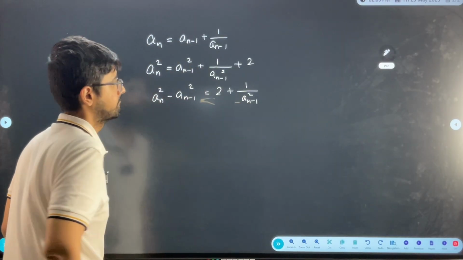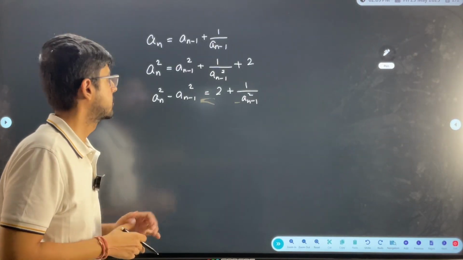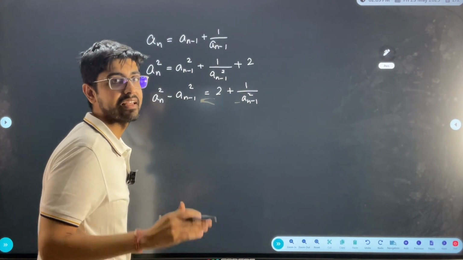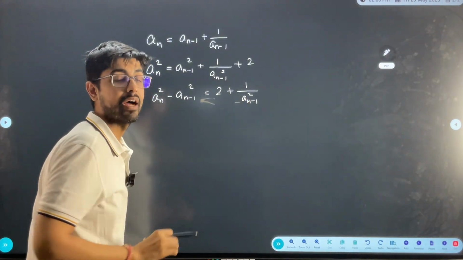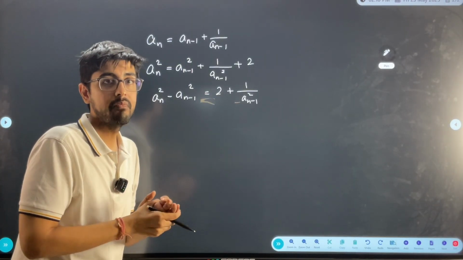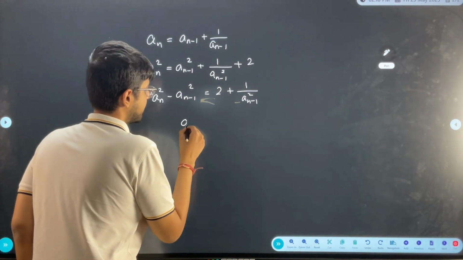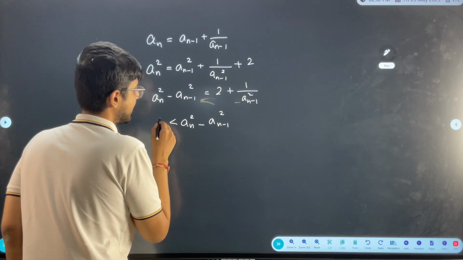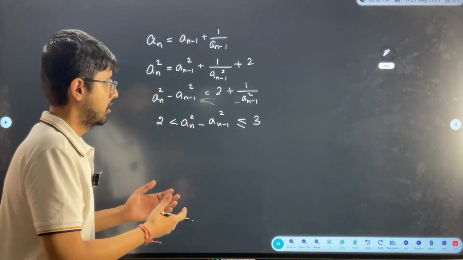Now, we know for a fact that an minus 1 square is always greater than 0, so 1 by an minus 1 square will be less than or equal to 1. So, we can say that an square minus an minus 1 square is greater than 2 but is less than or equal to 3. Alright.